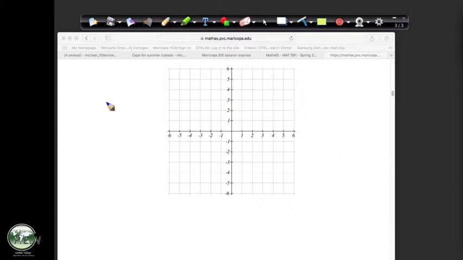So could someone tell me, let's write them down here, what those were: -2, -1? And what was it, 0, 3? And 1, 5. Okay, so let's plot them. So -2, -1 is down here. Is that right?